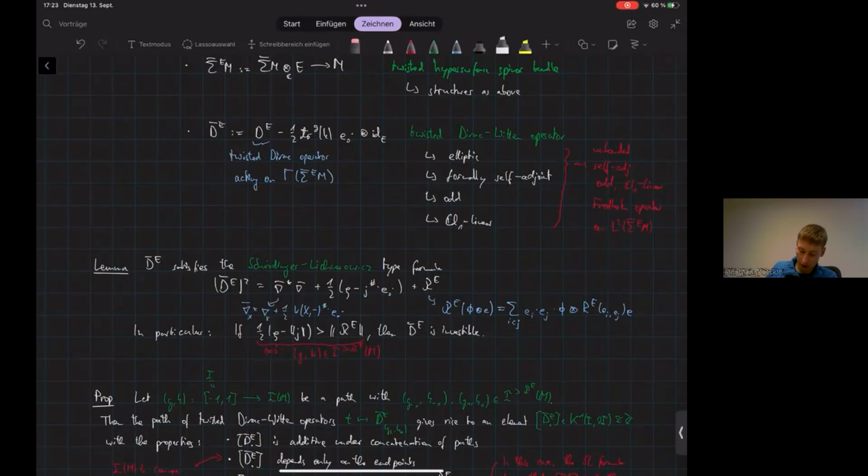And well, since I don't want to write down this condition all the time, I give it a name. Namely, I say that the pair (g, K) is inside the space of strict dominant energy condition pairs, R_E(M), when this condition is satisfied. So now I define a subspace inside the space of strict dominant energy condition pairs by this condition, saying that this condition is satisfied.